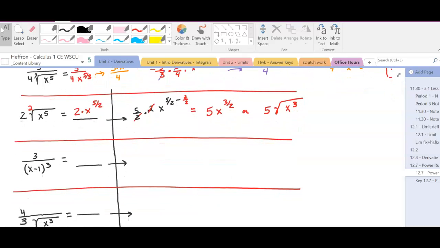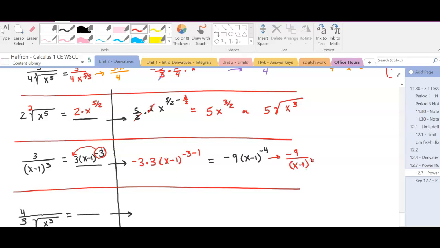Just a few more. This 3 in the denominator is the same as 3 times x minus 1 to the negative 3. Bringing this negative 3 down in front, negative 3 times x minus 1 to the negative 3 minus 1 more, or negative 9 times x minus 1 to the negative 4, or negative 9 over x minus 1 to the positive 4.